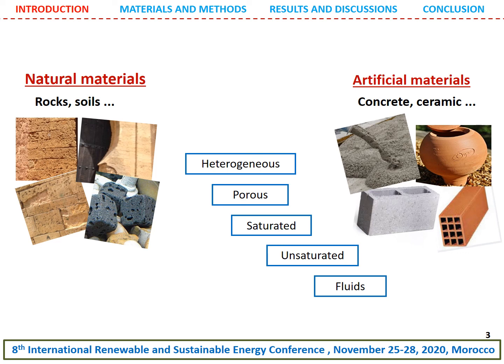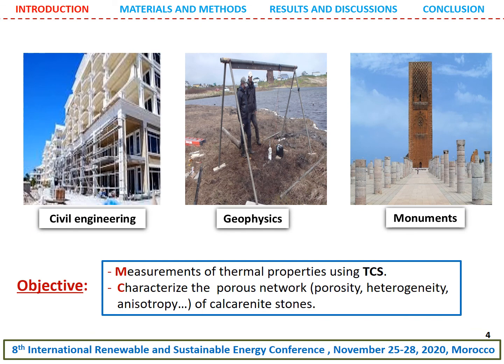Many materials, natural and artificial, are heterogeneous and porous, saturated or unsaturated with fluids. The study of thermal behavior of these materials is fundamental for many applications such as civil engineering, geophysics, and historical monuments. The objective of this work: measurement of thermal property using TCS, characterize the porous network, porosity, heterogeneity, and anisotropy of calcarenite stones.